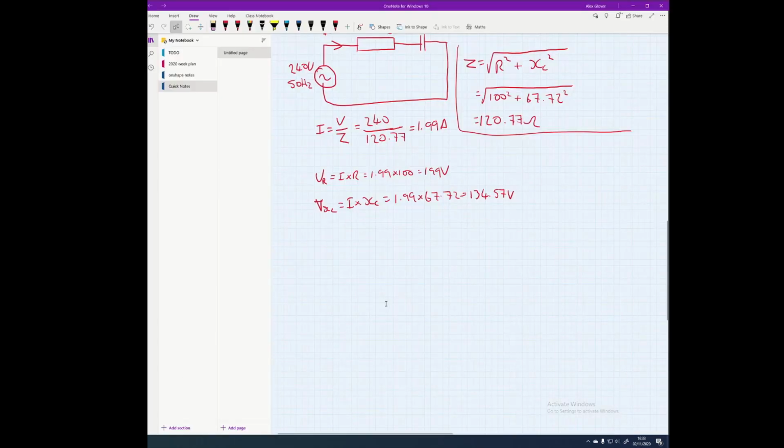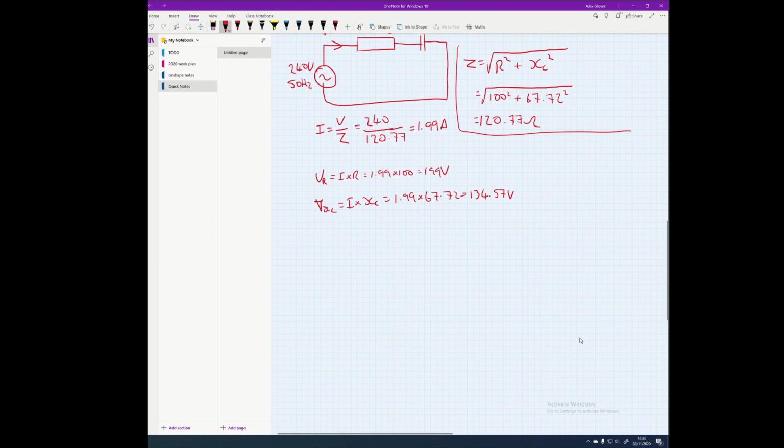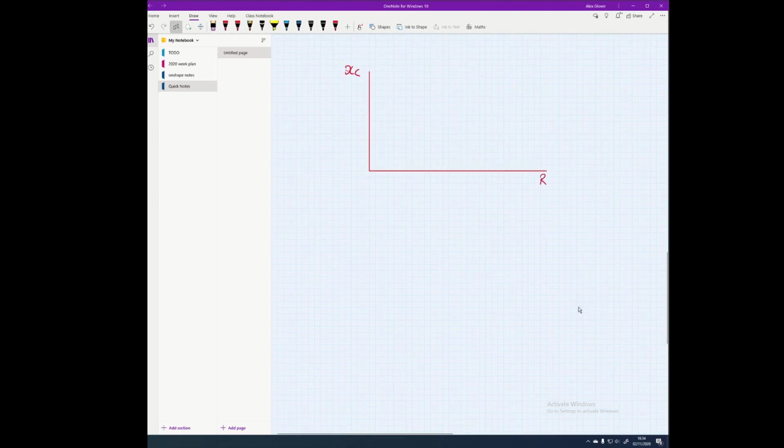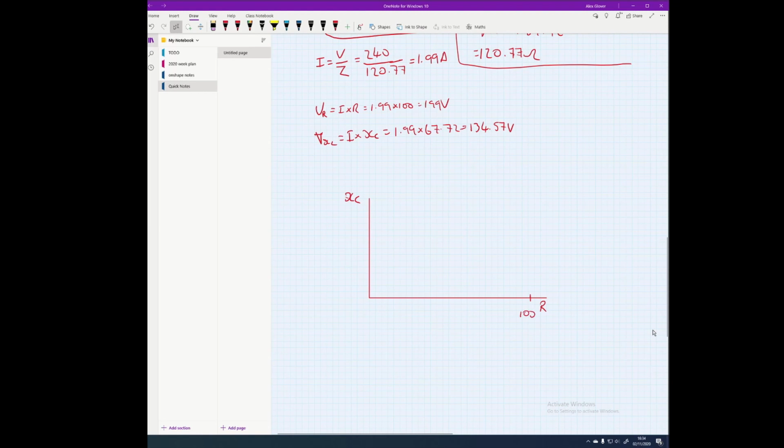What we may also be interested in at this point, we said earlier that this here looks a little bit like Pythagoras. Well, it is. And what's happened here is, if we were to draw XC on a graph versus R, it should be straight. Let me do a better job of that. So if we draw it here, where we've got XC up this axis, and R here, well, our value of R was 100 ohms, wasn't it? And our value of XC was 67.72.